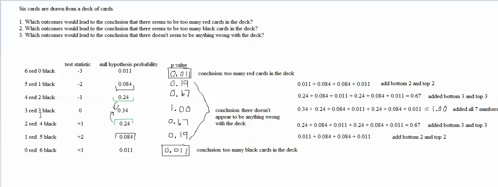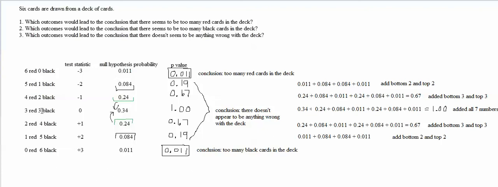Notice how when we go up here, we're getting more and more evidence that there seems to be too many red cards in the deck. But it's not till we get to this point up here where P is under 0.05 that it's actually convincing enough to make that conclusion.